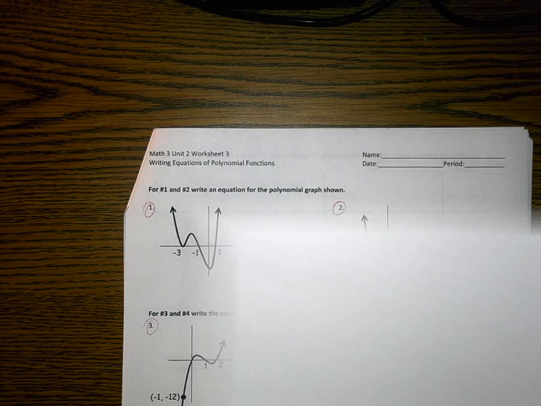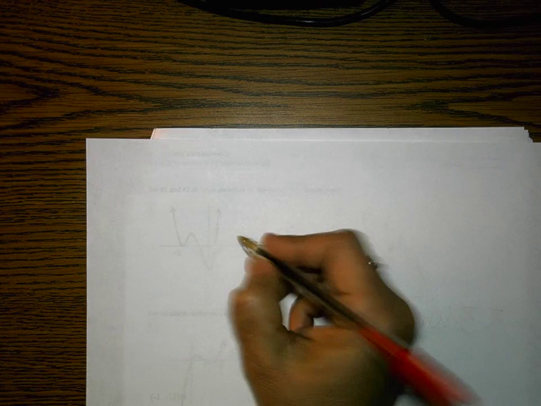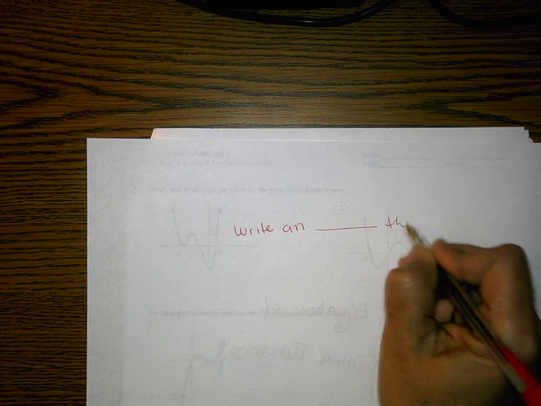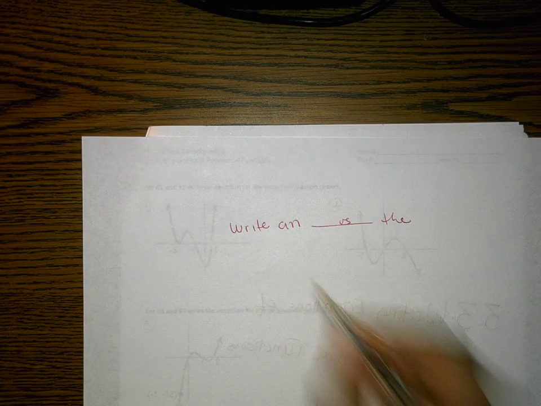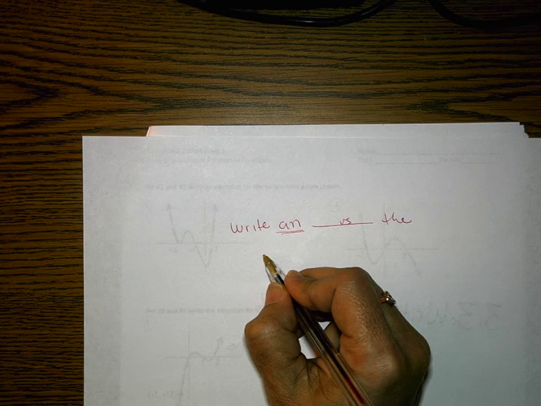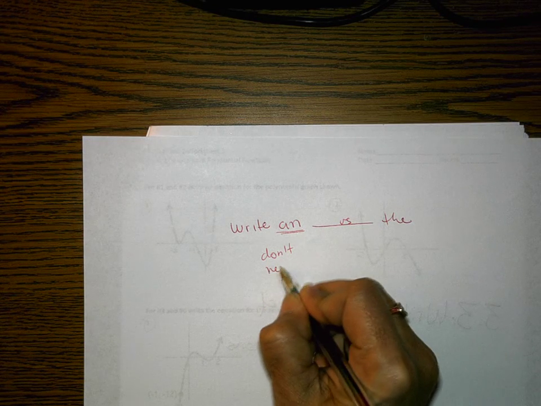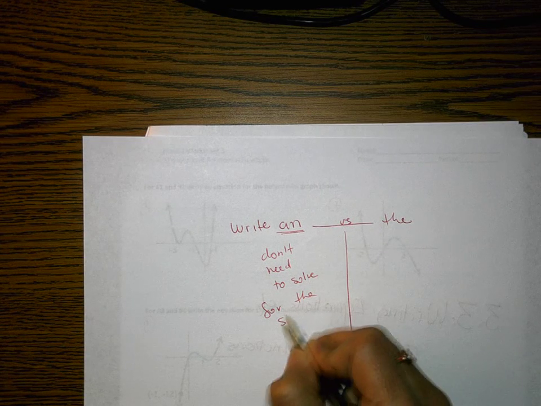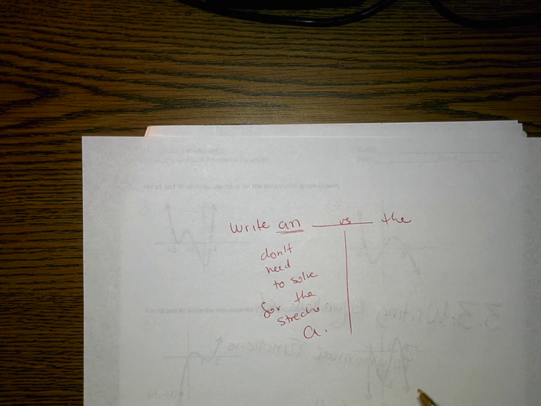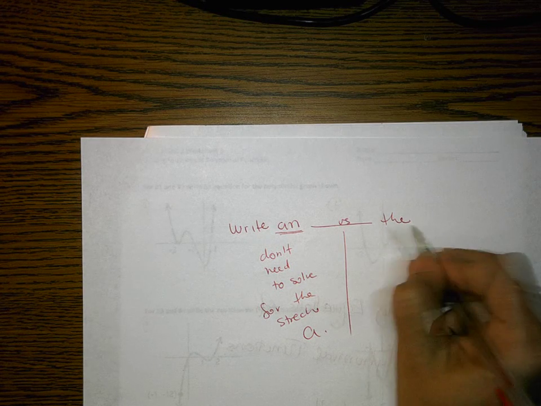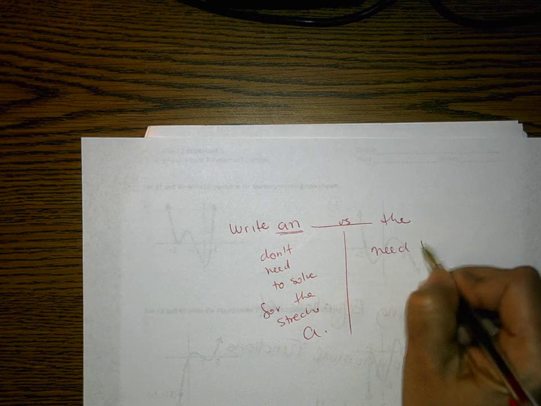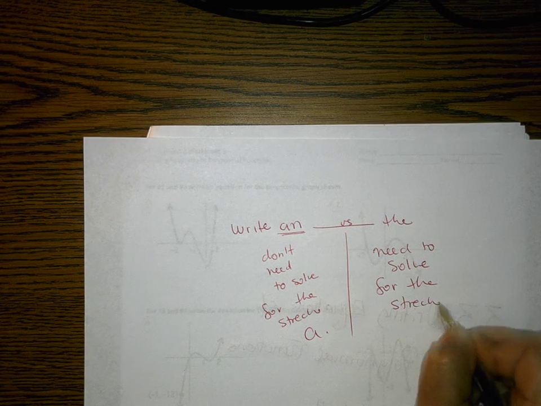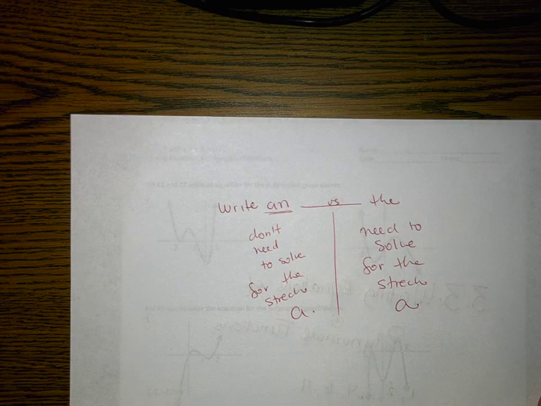And let me just remind you here in my notes, in case you were absent, write an equation versus the equation. So in an equation, we don't need to solve for the stretch, which is the letter A that we use in the function. And in the equation, we need to solve for the stretch, which is that letter A. We use the variable A in the function.